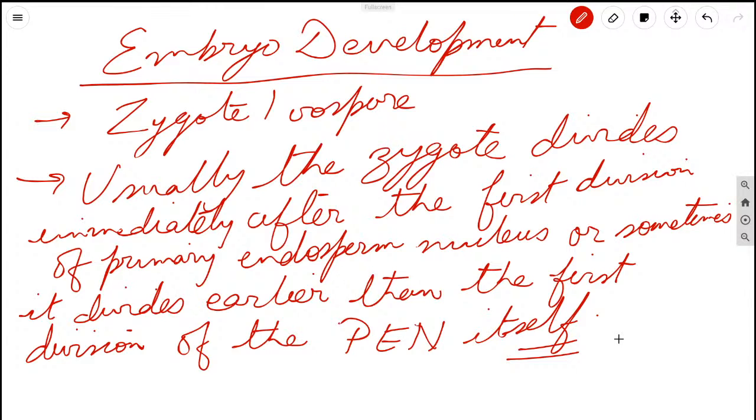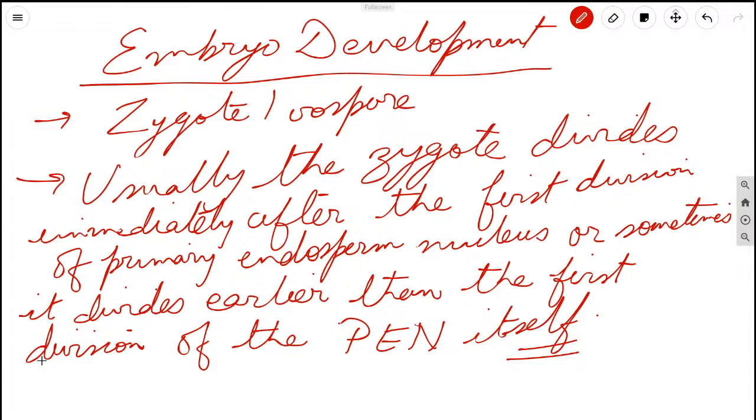is initiated by mitotic division of the PEN, and the formation of endosperm, I had told you, occurs usually prior to the zygotic division. But here I am contradicting my statement because biology is all about exceptions, rarities, rare combinations. So in some research papers, which is also actually NEET syllabus, it has been found that the zygote divides earlier than the very first mitotic division.